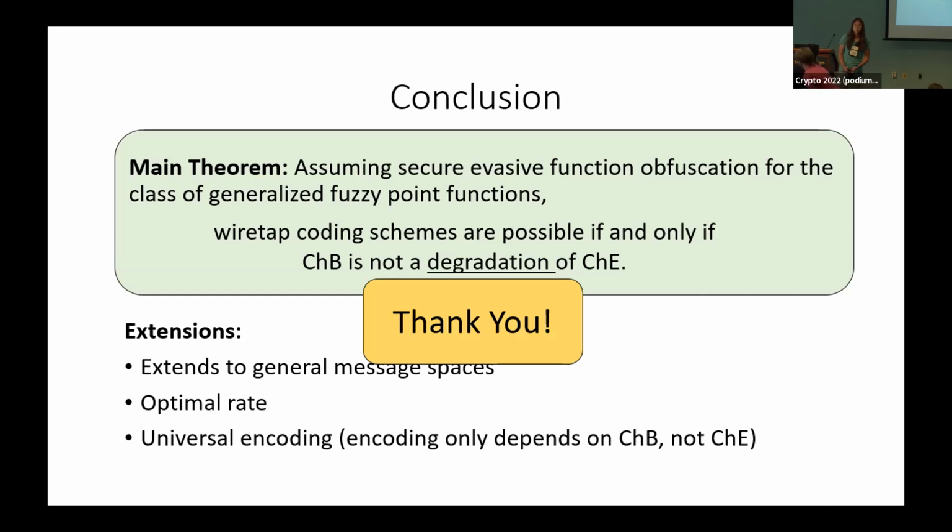So thanks for the talk. I wanted to ask if you thought that obfuscation was necessary for this to work, or why could this not be possible, say, just using public key or something like that?